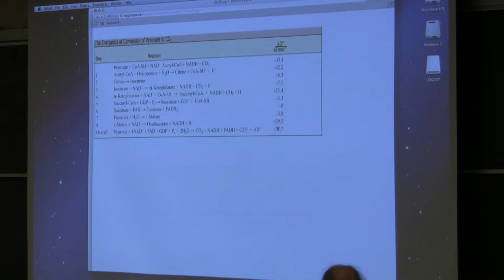So the combination of these two reactions, if you add those up, there's plus 29, there's minus 33. They sort of cancel each other out. So one can pull the other reaction. That does actually happen. Okay.